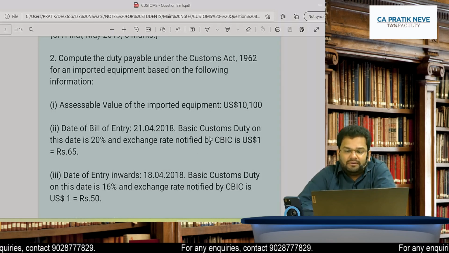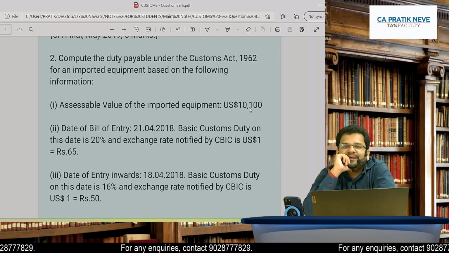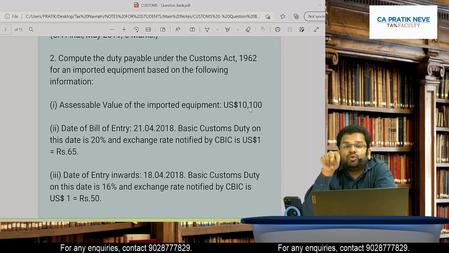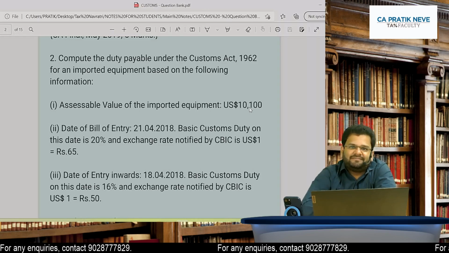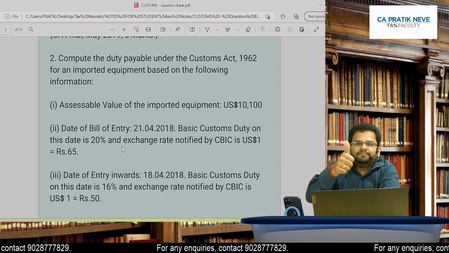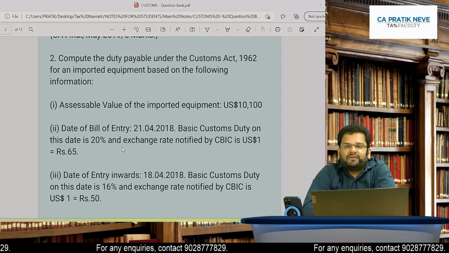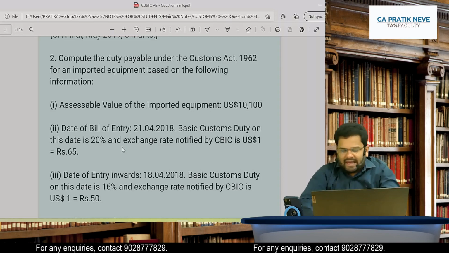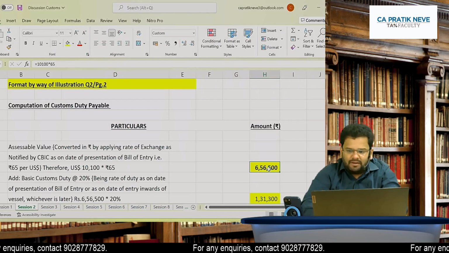First of all, this 10,100 we have to convert into rupees. To convert this into rupees, you will apply the rate of exchange as notified by CBIC as on the date of presentation of bill of entry. So what's that? That is 65. Wonderful. So now what you do is 10,100 into 65. That will give you the assessable value, 6,56,500. Check. That's your assessable value.